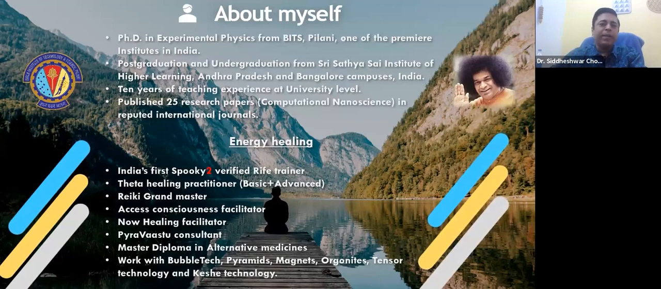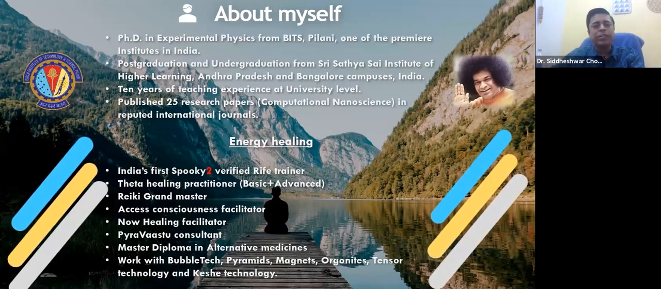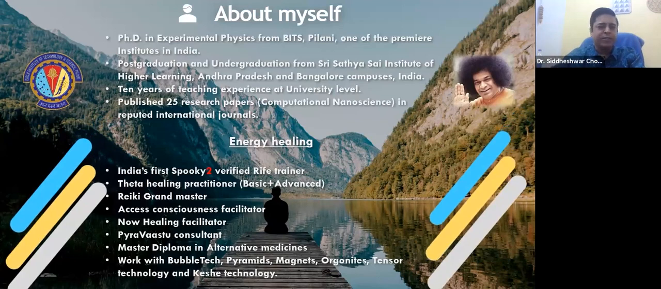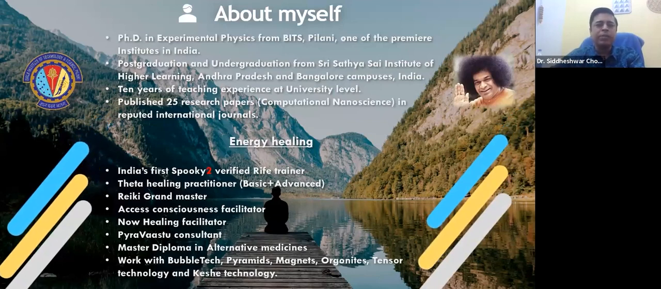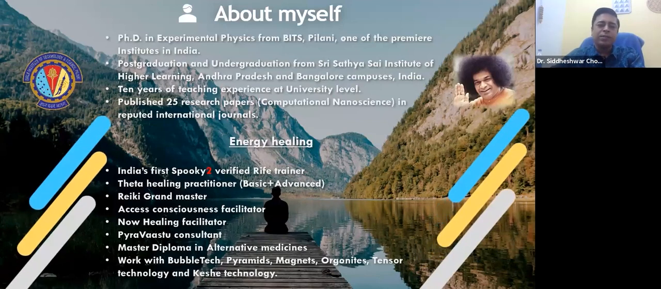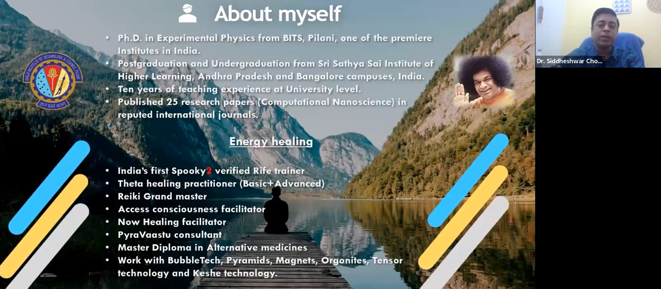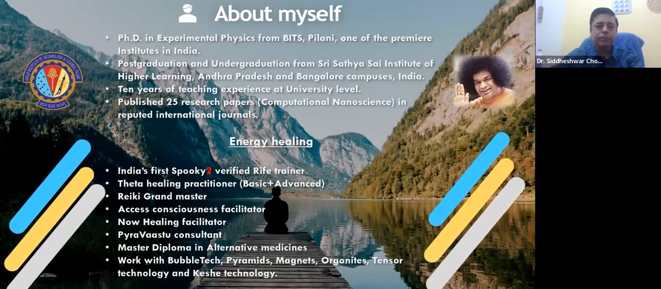After my PhD, I did around 10 years of teaching at university level. I have been a physics professor. I have taught up to PhD level, and I have taught many students. During and after my PhD, I have published nearly 25 research papers, mostly in computational nanoscience, in reputed international journals. You can check my profile on Google Scholar also.